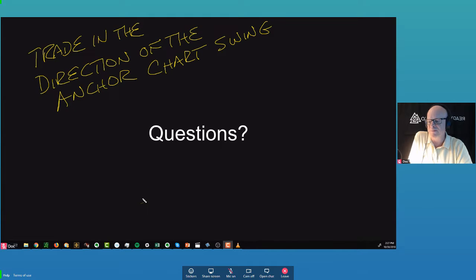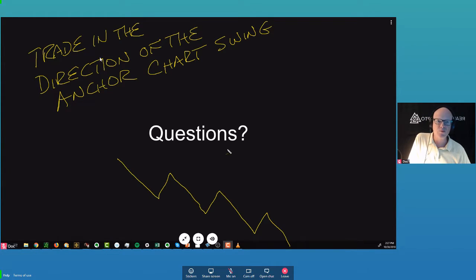Okay, so what does that mean? That means if you have an anchor chart that's doing something like this, and maybe it's even in a downtrend, and let's say our anchor chart is going to be a weekly chart, we can trade within that anchor chart swing. So we can take some longs in here, but you're going to have to be Johnny on the spot. You're going to have to be very quick with taking profits. So you can trade within the direction of the anchor chart swing when the swing starts to head higher, if that's your anchor chart, but the overall trend is to the downside.